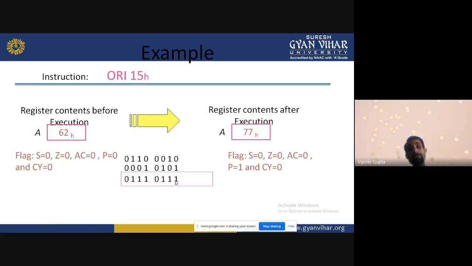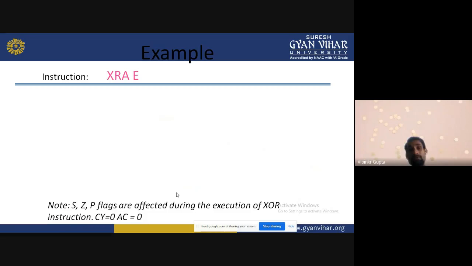Now I will calculate the flag value. Carry flag and auxiliary carry flag value is always 0. So sign flag is 0. Zero flag is 0 because all values are not 0. So that value is 0. Parity flag: number of ones, 6. So it's an even number, so it's 1.